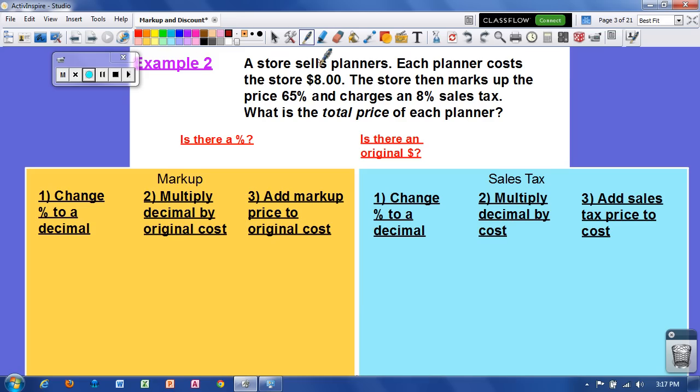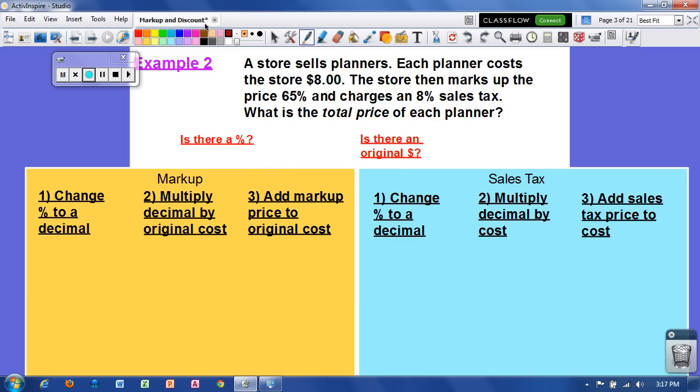Alright. A store sells planners. Each planner costs the store $8. The store then marks up the price 65% and charges an 8% sales tax. What is the total price of each planner? Keep in mind, if you have a markup or a discount, and then you have to calculate sales tax, you want to calculate sales tax last, because the tax is going to be on whatever your new price is. So we have to calculate the markup first.